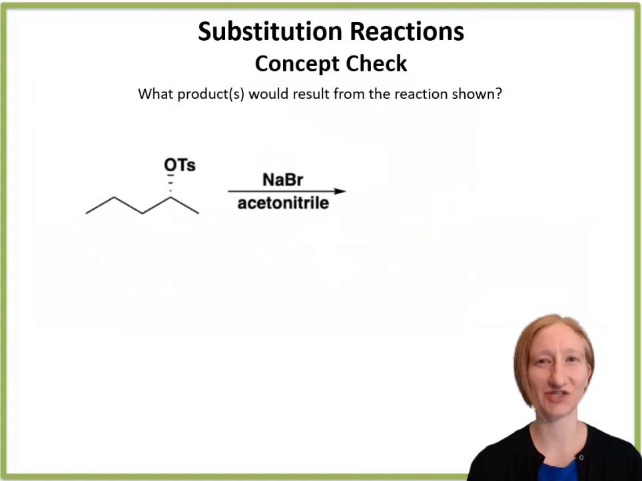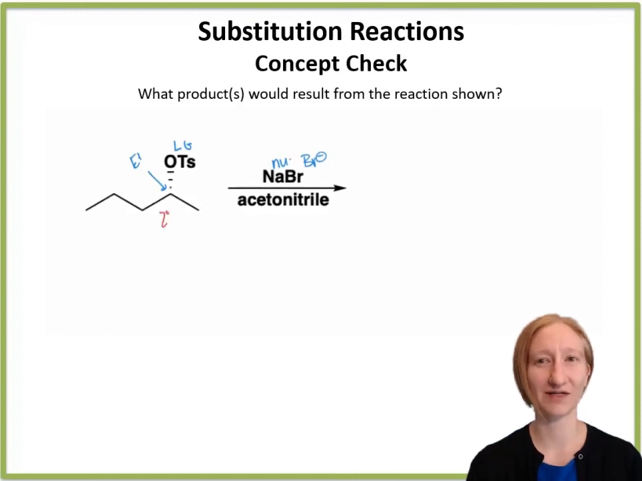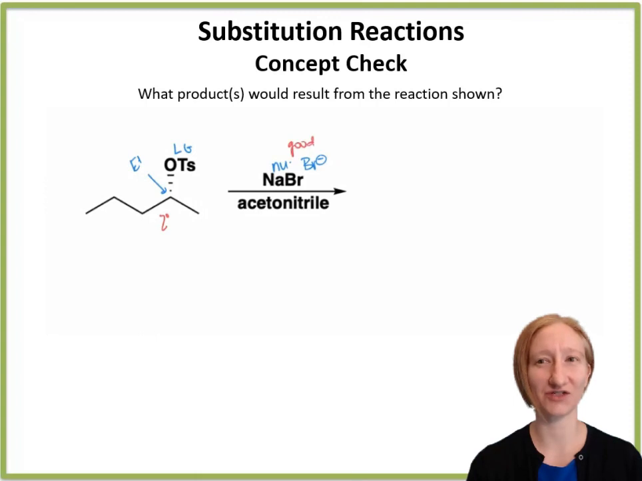In this last concept check question, you're asked to draw the products of the reaction shown. Again, we'll start by identifying the nucleophile, electrophile, and leaving group, and then determining if this is an SN1 or SN2 reaction. This is a secondary electrophile, so the reaction could go through an SN1 or SN2 pathway. So here again, we'll need to look at the other reaction features to help determine the pathway. The nucleophile is a good nucleophile, and the reaction is run in a polar aprotic solvent, acetonitrile, and both of these conditions favor an SN2 pathway.